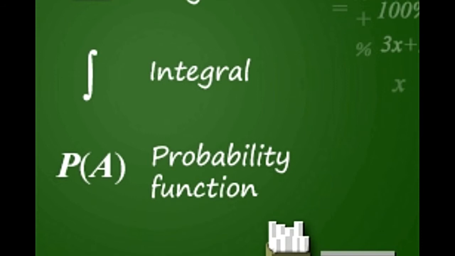Equals. It signifies two sides are equal. Not equal. It denotes two sides are unequal. Greater than. It shows one value is greater than the other. Less than. It implies one value is less than the other. Greater than or equal to. It symbolizes one value is greater than or equal to the other.